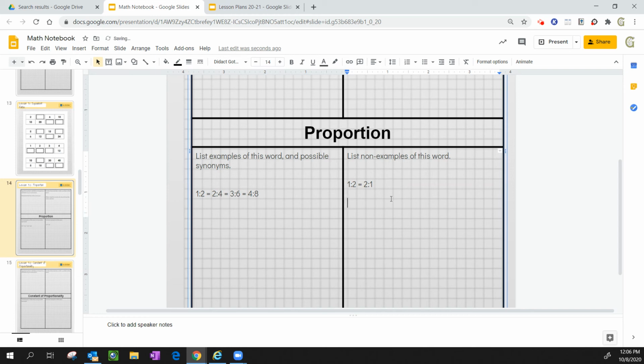Another good non-example of this word would be something like 1 to 3 equals 3 to 4. They actually don't equal each other. So even though we may have added some similar things to our numbers here, they don't multiply or divide out correctly. And that's what we're really looking for here. So we could add here that this is not true. And then this one is also not true. And that's your idea with proportions.